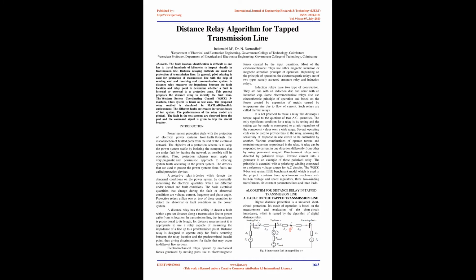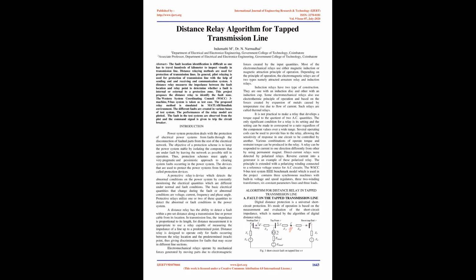Introduction. Power system protection deals with the protection of electrical power systems from faults through the disconnection of faulted parts from the rest of the electrical network. The objective of a protection scheme is to keep the power system stable by isolating the components that are under fault, leaving the network as much as possible still in operation. Thus, protection schemes must apply a very pragmatic and pessimistic approach to clearing system faults occurring in the power system.